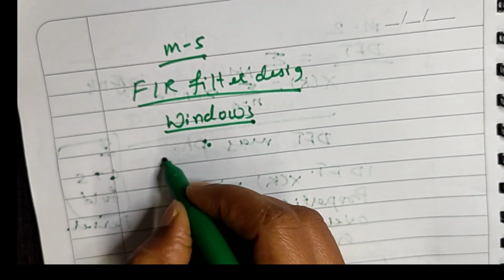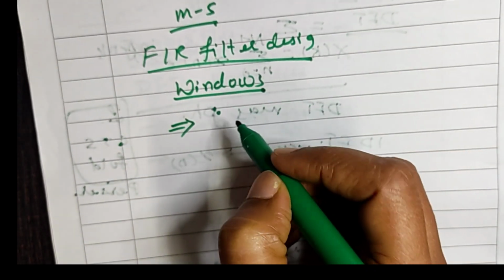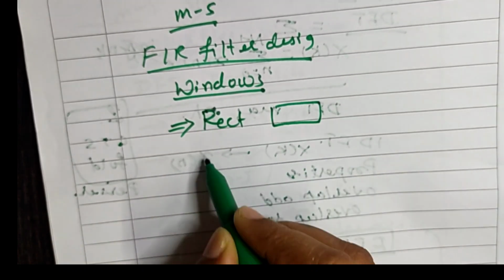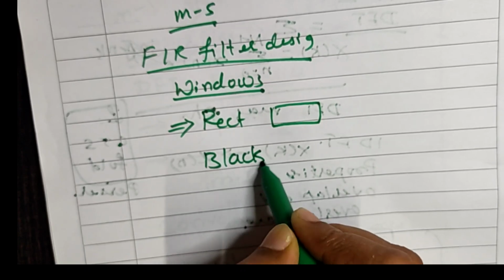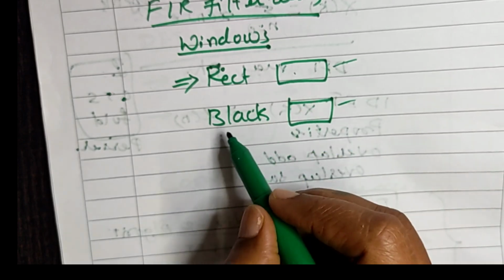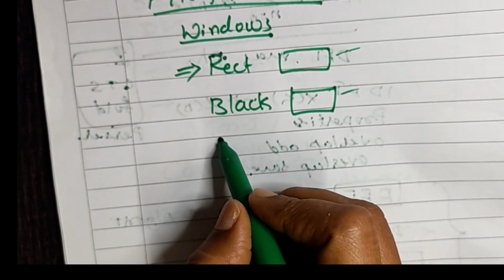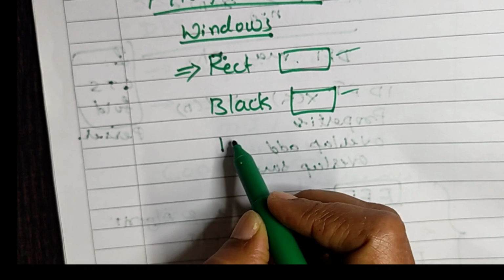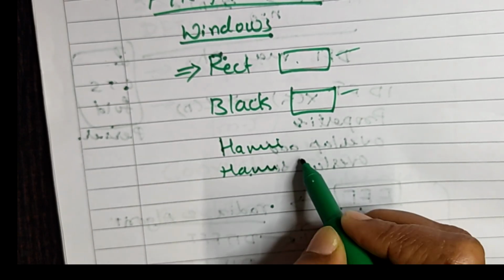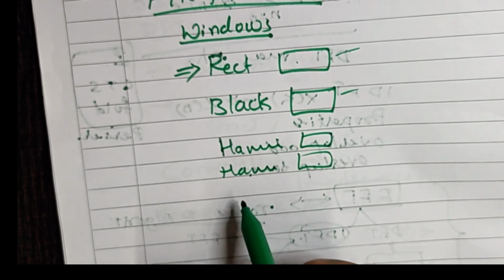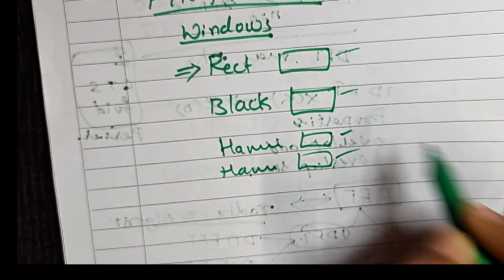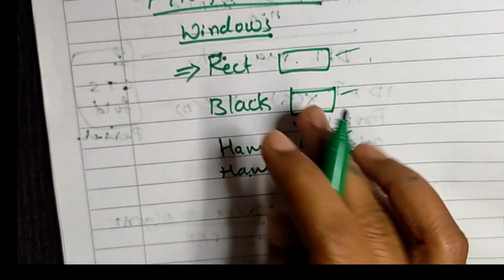What we have to remember in this is the formulas of all the windows: the rectangular window formula and the Blackman window formula. They are fixed ones; nothing is going to change in this. Then the Hamming and Hanning windows. We have to remember their formulas. If we remember these formulas, we can easily tackle this. It is very easy; the only thing is to remember the formulas.